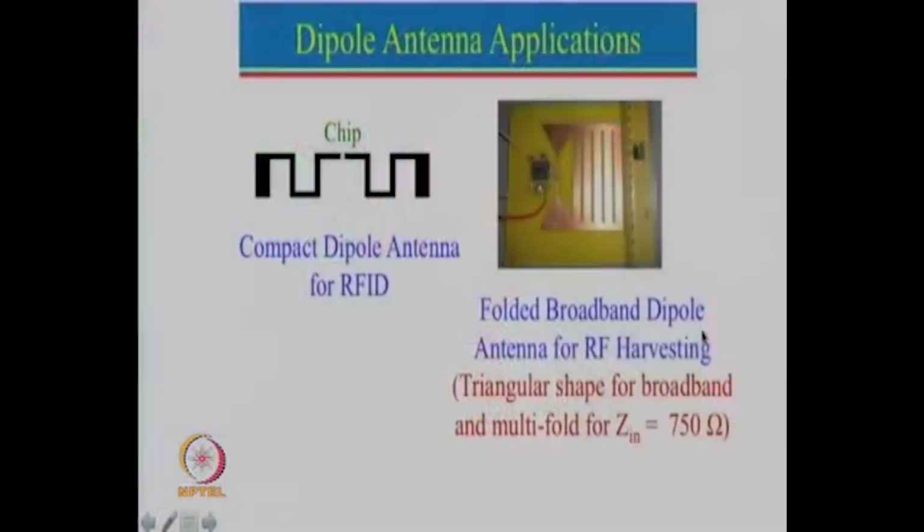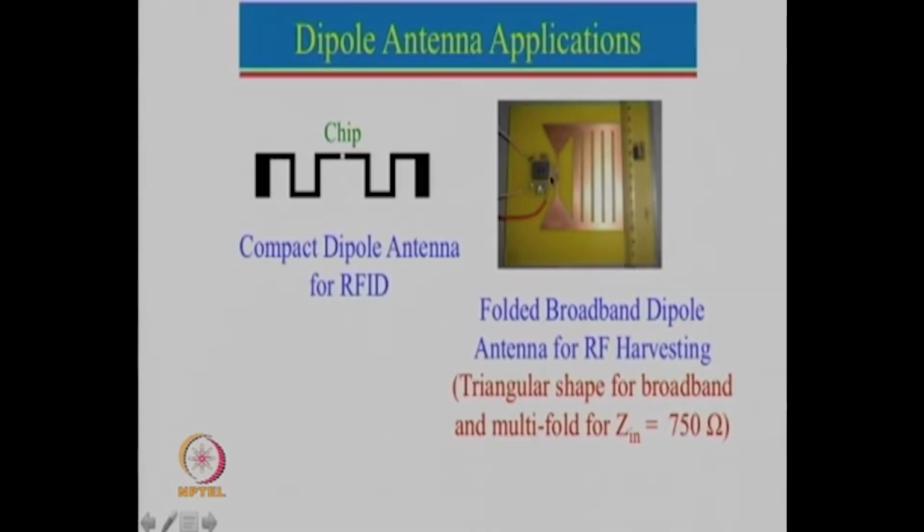Let me also show you one another application, which is a folded broadband dipole antenna for RF harvesting. I will first tell you what we actually wanted. We wanted a broadband antenna for RF harvesting for all cellular bands starting from 800 megahertz till about 2.5 gigahertz. And we have actually designed this IC, and this IC uses CMOS technology. For best matching, it required an input impedance of the order of 750 ohm.